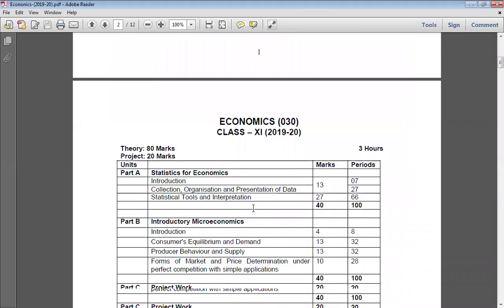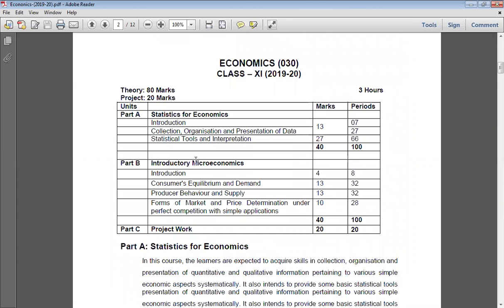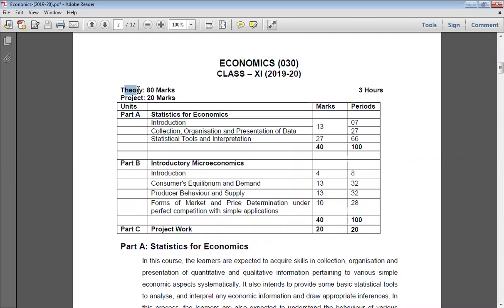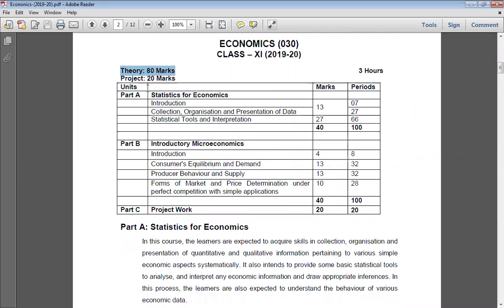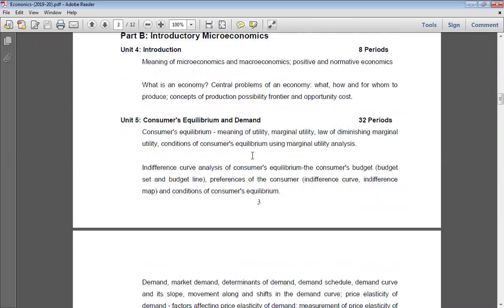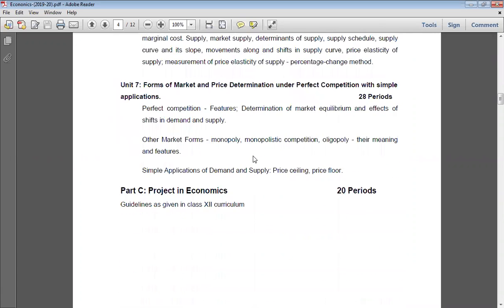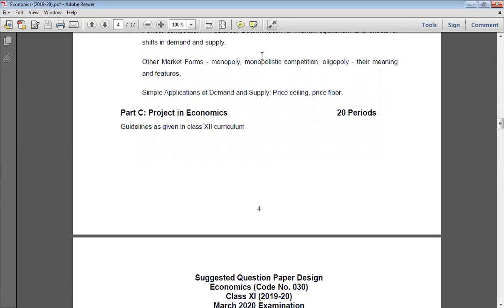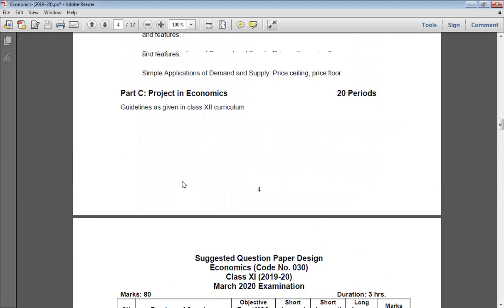This is your part A. This is for grade 11. 80 marks for theory and 20 marks for project. Part A is statistics and part B is introduction to microeconomics. This is all your curriculum. Here you can see the 20 marks is for your project.